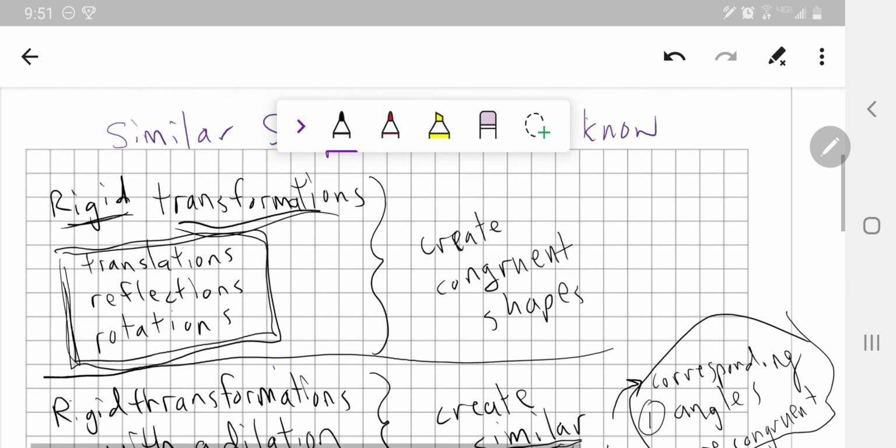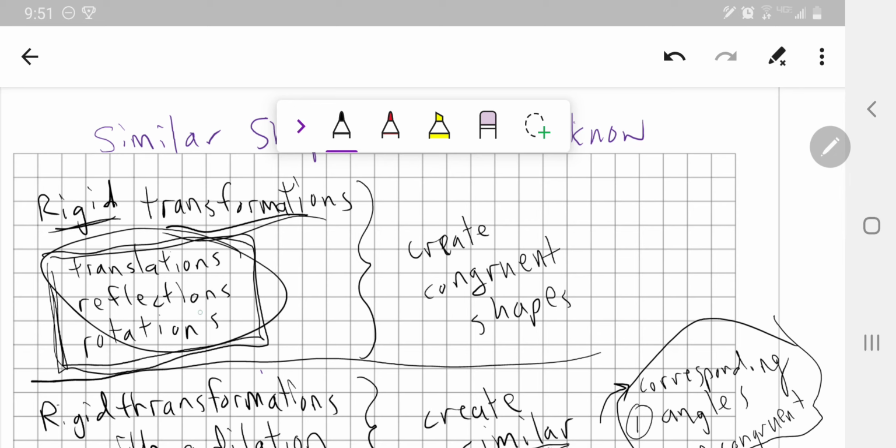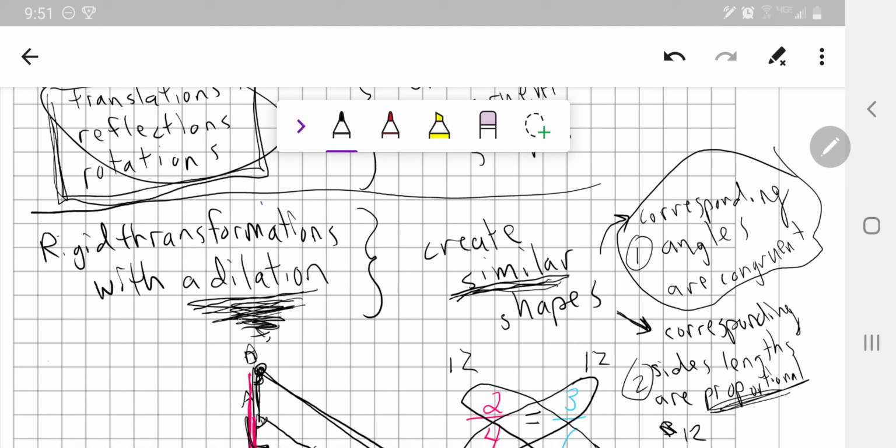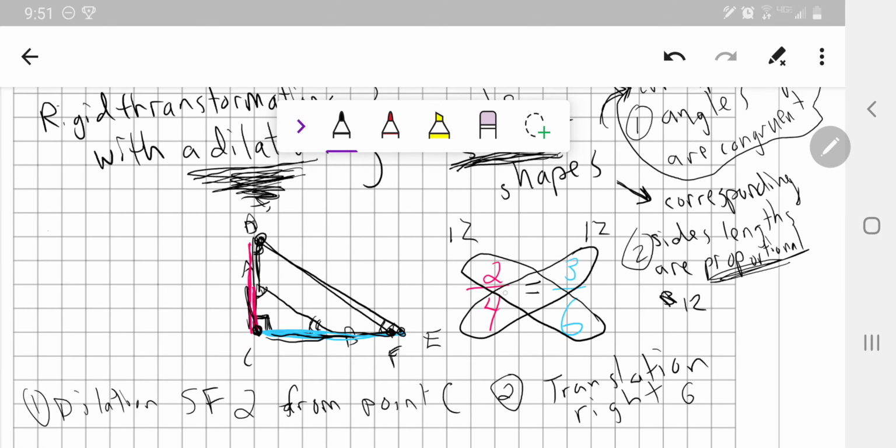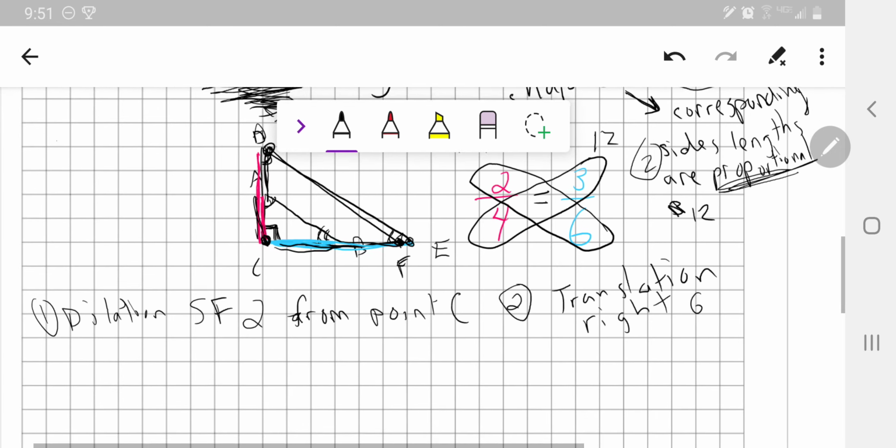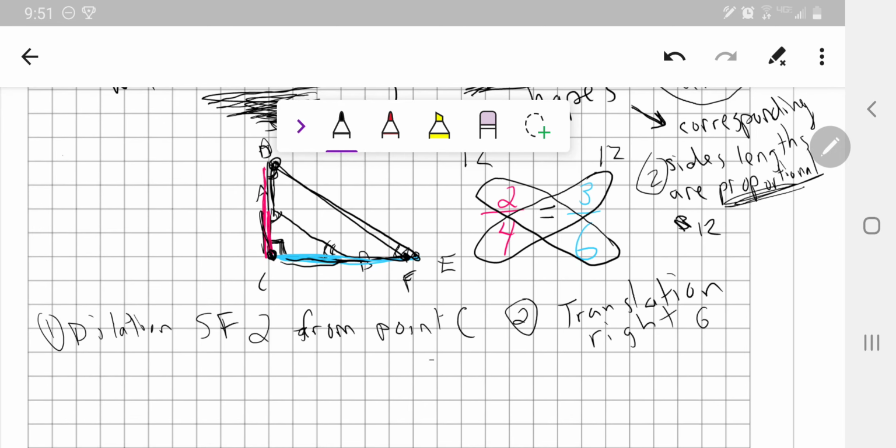So big things are the rigid transformations. These three here create congruent shapes, and as soon as you add in a dilation, you get similar shapes. And similar shapes have to have two things. You have to have corresponding angles that are congruent and corresponding side lengths that are proportional. We showed how to check if corresponding side lengths were proportional. And also we described how to use transformations to map one figure onto another figure to prove that it is in fact similar.